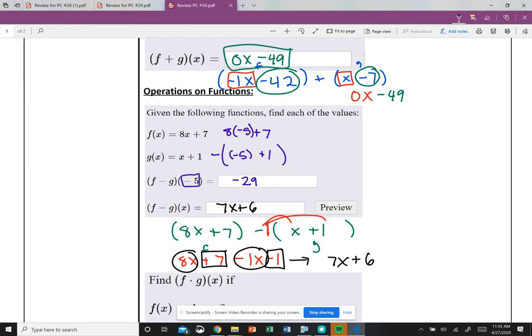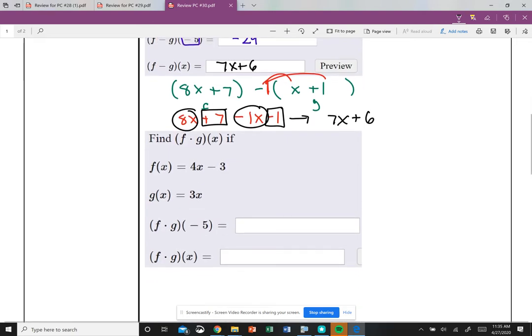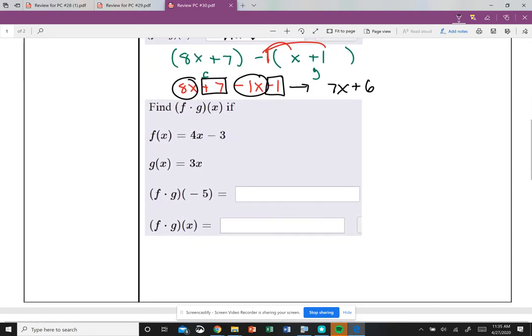All right, how you feeling? There's only 4 more problems left. There's a number of problems left, and we're real close to the end.